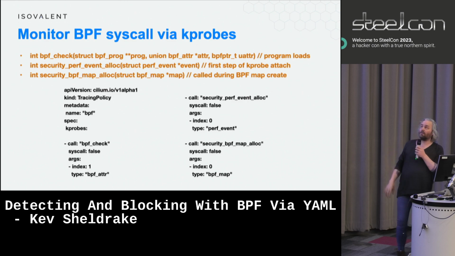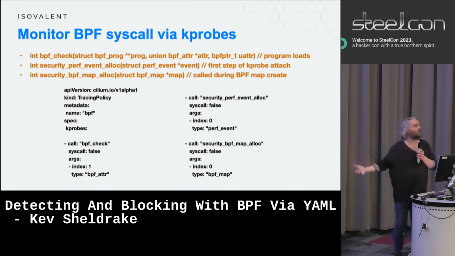And the sort of things that the BPF syscall calls are these functions: bpf_check, perf_event_alloc, and map_alloc. And these are things that occur when a BPF program is loaded, when it's attached to a kernel function, a hook, and when a map's created. And obviously there'll be more, right? But it's just an example. And so with this small amount of YAML, you can now detect when anyone is accessing those things. And you can see argument 1, in this case, is a BPF attr.